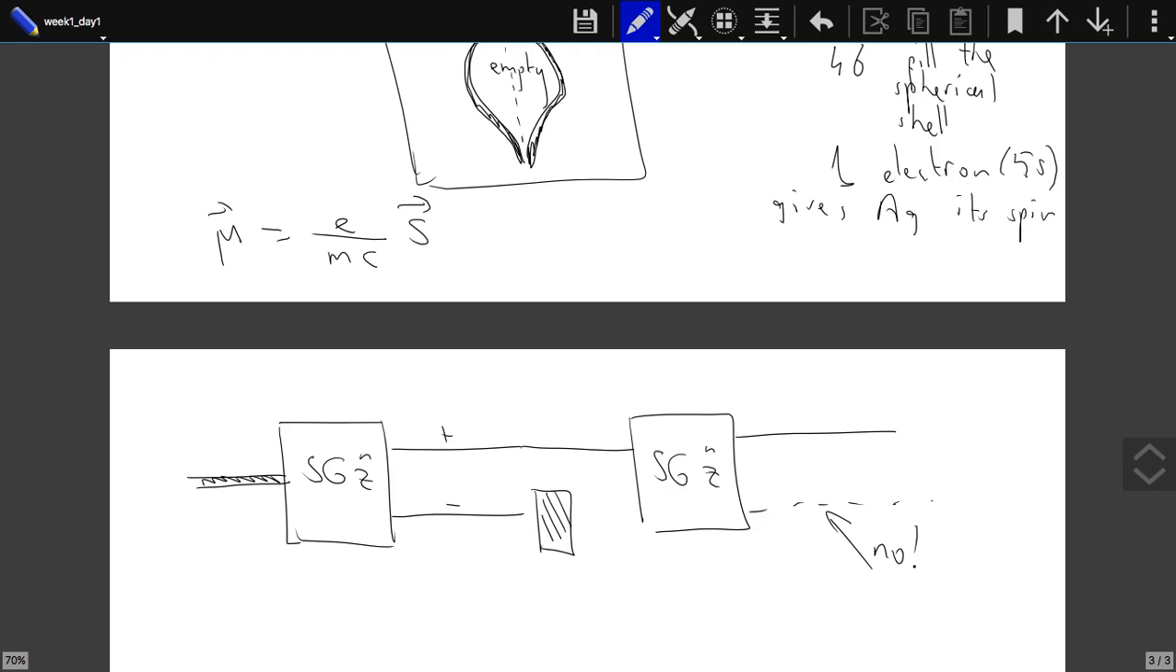Is this the experiment result, or what we expect? I was looking to see if this experiment was actually done. I would be surprised if it has not been done, but I don't have the reference. If I find the reference, I will post it in the class also. For the time being, let's say this is what is expected, and this is what is observed.